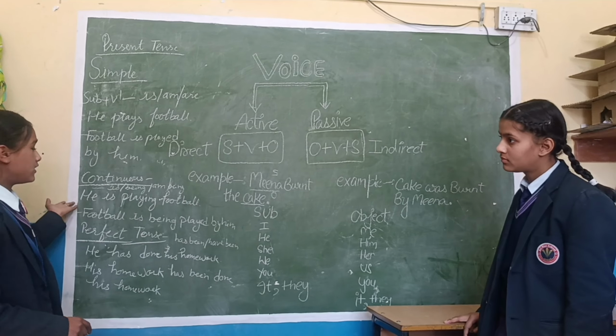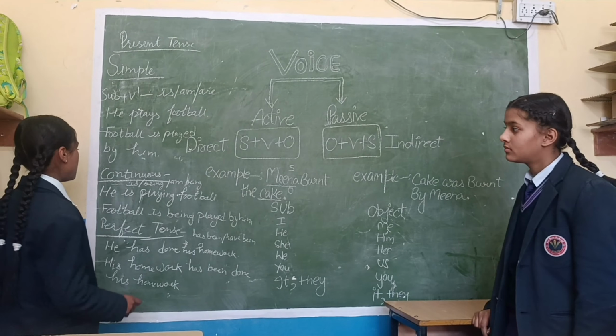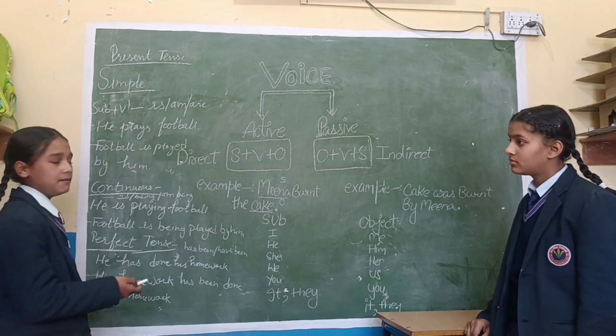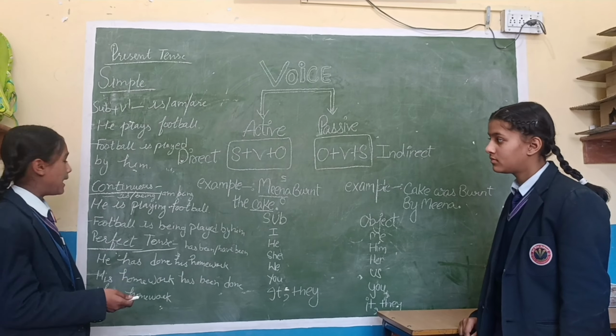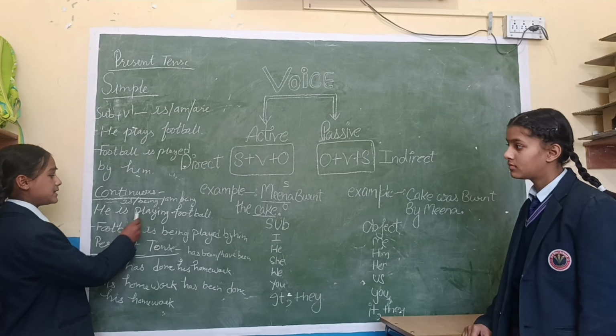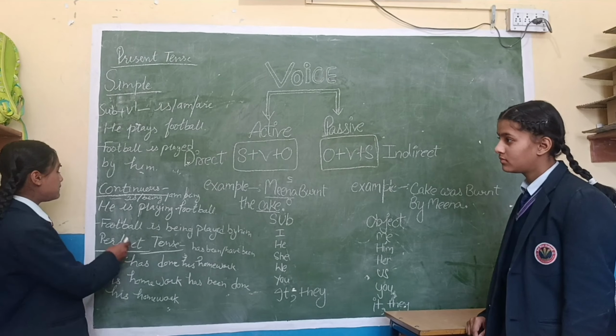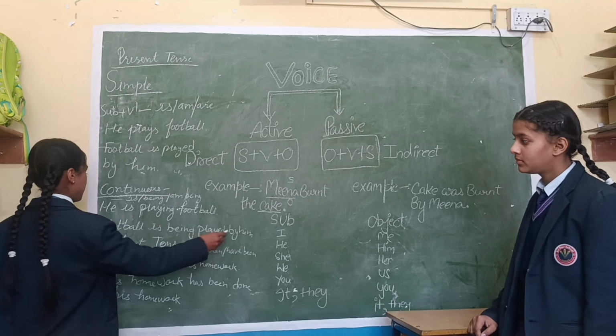Next is present continuous. The present continuous formula is: is and am will be changed into is being, am being. Active voice, he is playing football. Passive will be football is being played by him.